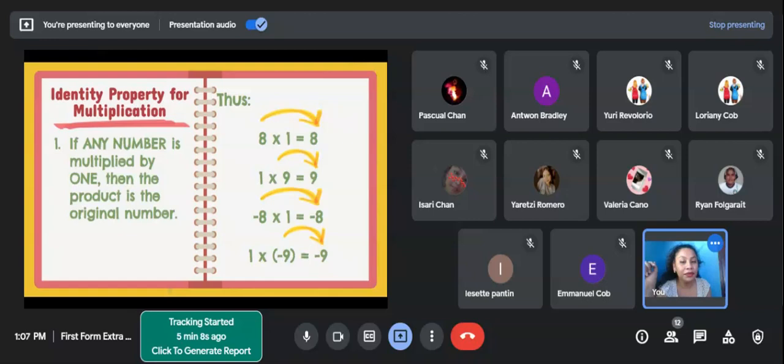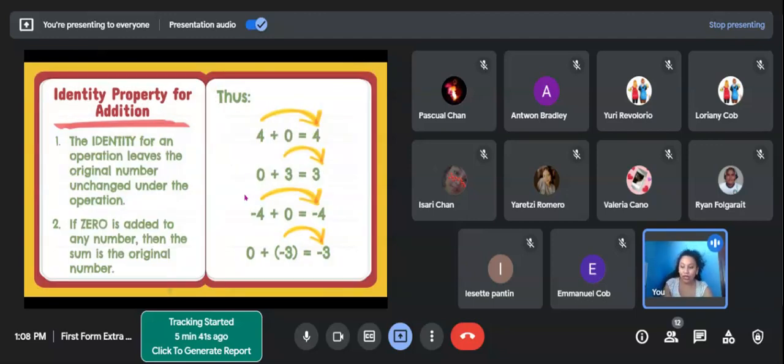So 8 times 1 gives me 8. 1 times 9 gives me 9. Negative 8 times 1 gives me negative 8. And 1 times negative 9 gives me negative 9. So when I multiply by 1, I'm getting back the same number. And because I get back the same number, that is the identity property for multiplication.